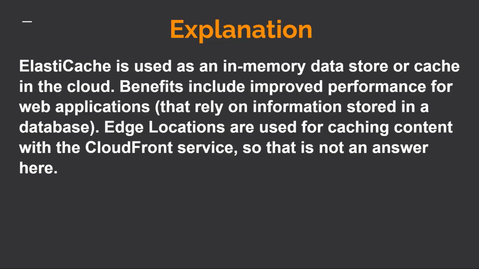Explanation: ElastiCache is used as an in-memory data store or cache in the cloud. Benefits include improved performance for web applications that rely on information stored in a database. Edge locations are used for caching content with the CloudFront service, so that is not an answer here.